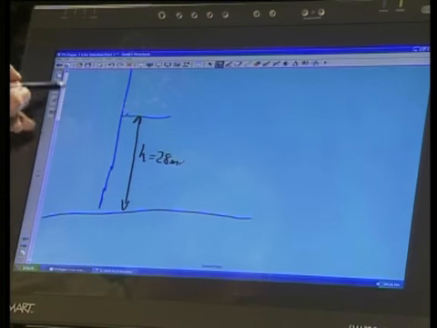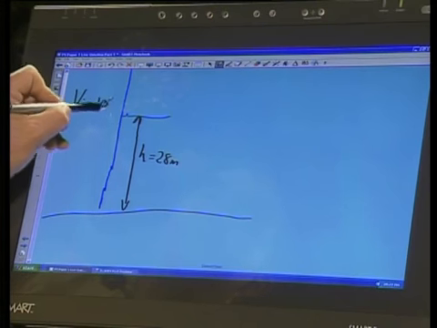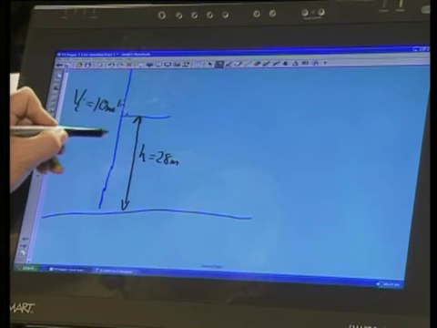The next thing that we're told is that the initial velocity of the lift is the same as the final velocity. It's constant, and it's 10 meters per second downwards.